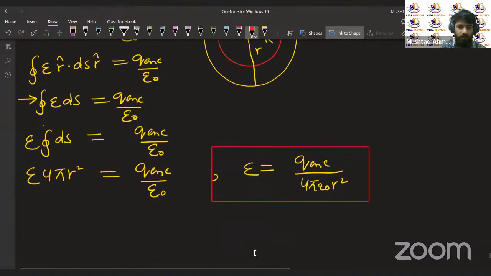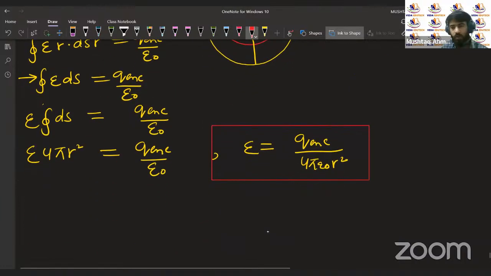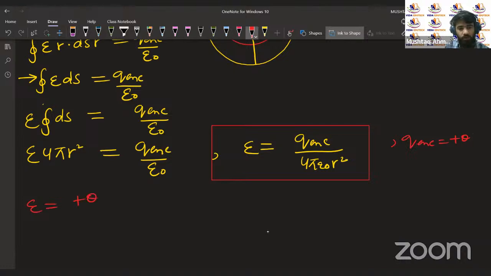So q enclosed is equal to plus q. We can replace this q enclosed with this. So it will be plus q upon 4 pi epsilon naught r square. So this is the electric field intensity, or electric field strength, at a distance of small r outside this sphere, which has the charge distribution of plus q.